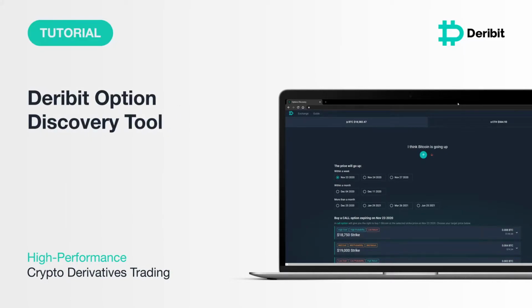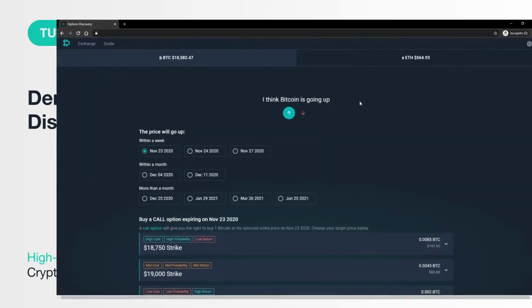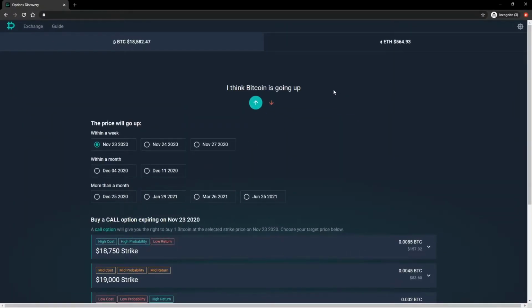Welcome to this introduction to the Deribit option discovery tool. This tool allows you to select a currency, which direction you think the price of that currency will move, and what time frame you expect it to move within. It will then recommend 3 different options that will allow you to express your prediction as a trade.